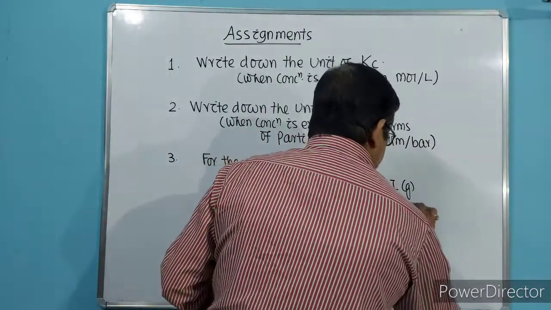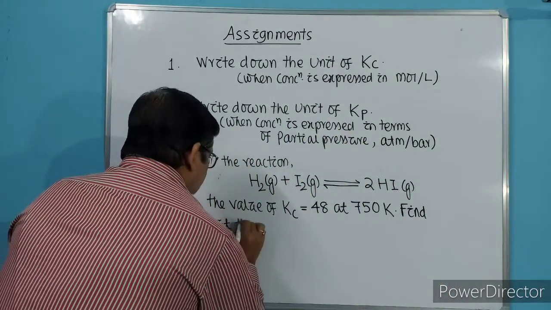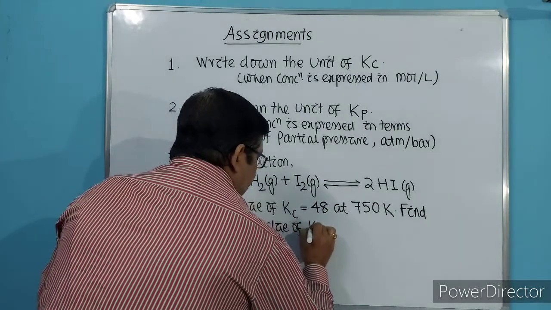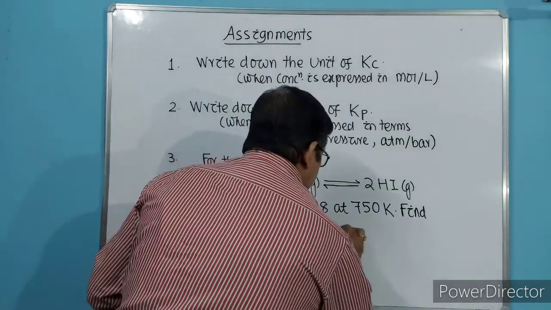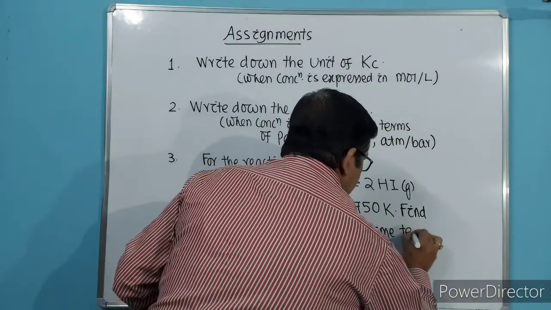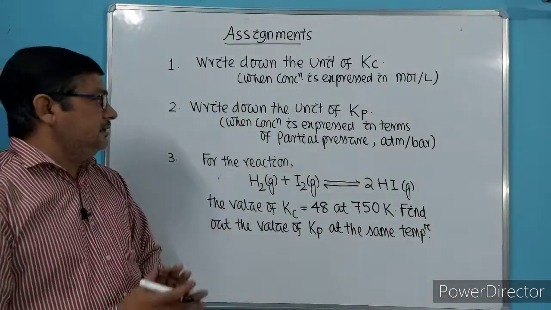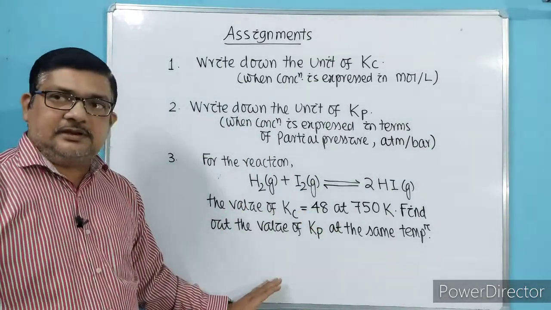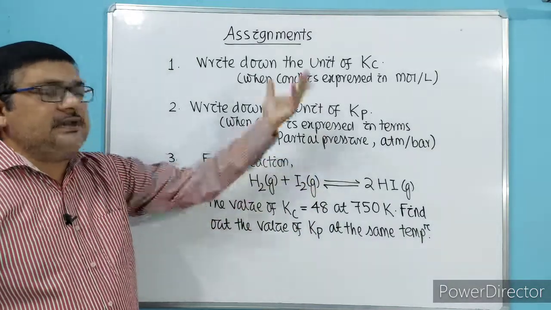Okay, so the question is find out the value of Kp. All are in gaseous state, so you can find out the value of Kp at the same temperature. See, the same 750 Kelvin, so what will be the value of Kp? So this is the next assignment for you. These are the 3 assignments. Kc value has been given here. You have to find out the value of Kp for this reaction, then the units of Kp and units of Kc.